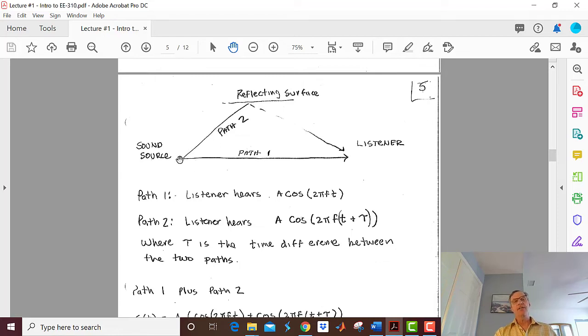And that signal is going to take a little bit longer of a path to get to the listener, and so it's going to be delayed a little bit. A good model of a sound is just a sine wave in the audio band. So for path one, the listener hears some amplitude times the cosine of 2 pi f t. Or in other words, they hear a sine wave.